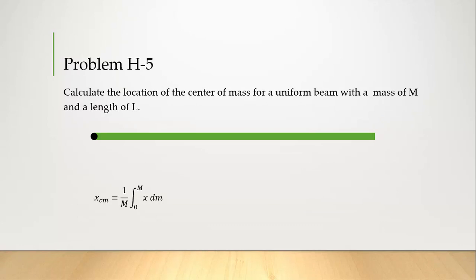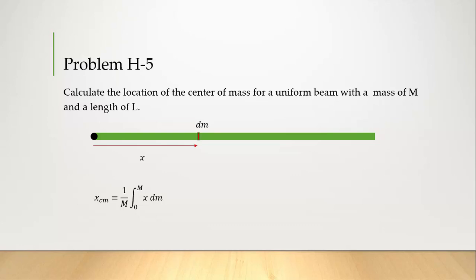So let's do center of mass. Let's say we wanted to calculate the location of center of mass for a uniform beam of mass m and length L. Now, I'm going to say the distance x equals 0 is the far left end of the beam. The nice thing about this is that if it's a uniform beam, I know that the center of mass has to be at L over 2, correct?